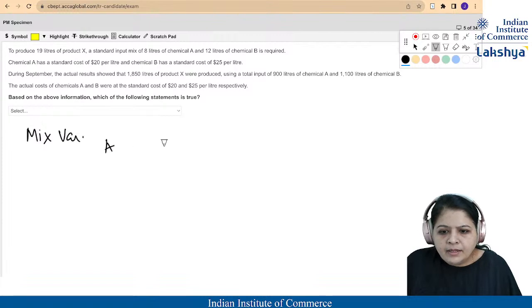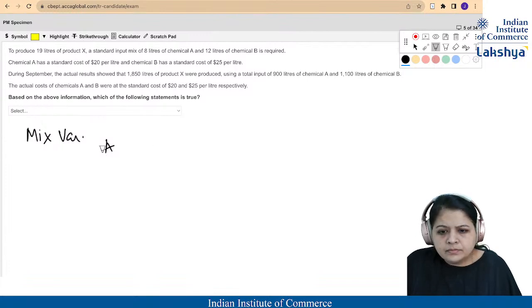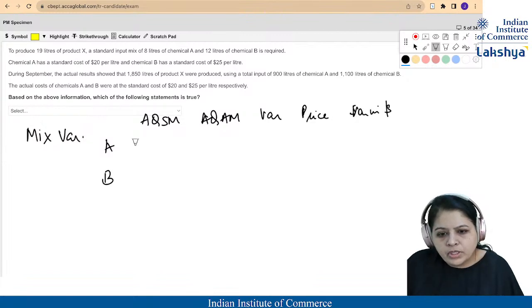For finding out the mix variance, right, I've got A and I've got B. AQSM, AQAM, variance, price, and variance in dollars, right? So this is how we put it.